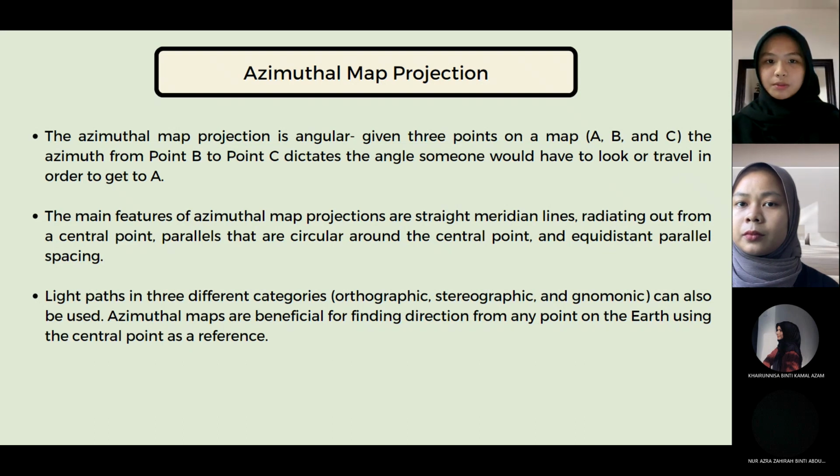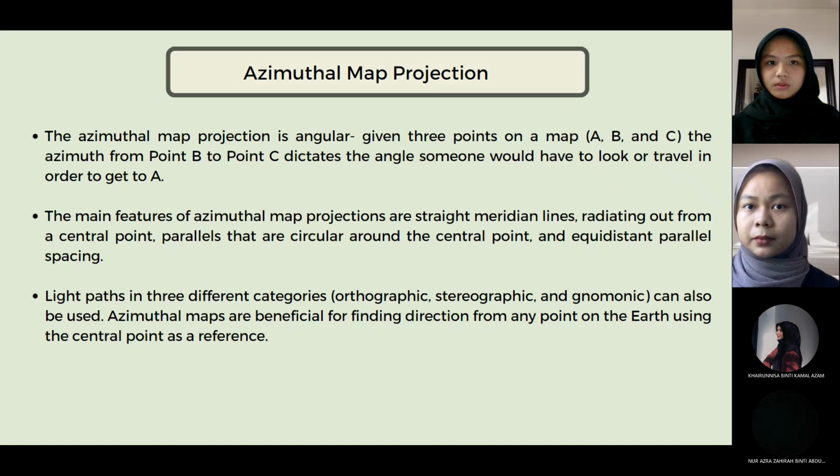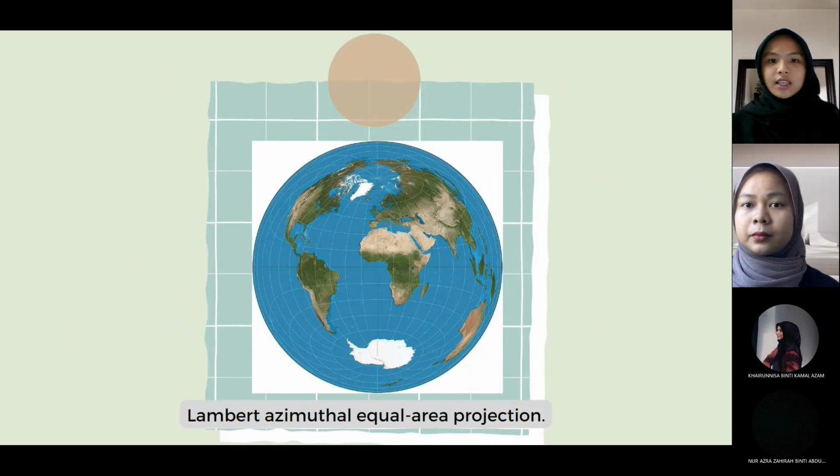The main feature of azimuth map projections are straight meridian lines radiating out from the central point, parallels that are circular around the center point, and equidistant parallel spacing. They are put in three different categories: orthographic, stereographic, and gnomonic can also be used. Azimuth maps are beneficial for finding direction to any point on the Earth using the center point as a reference. This is a map of the Lambert azimuthal equal area projection.